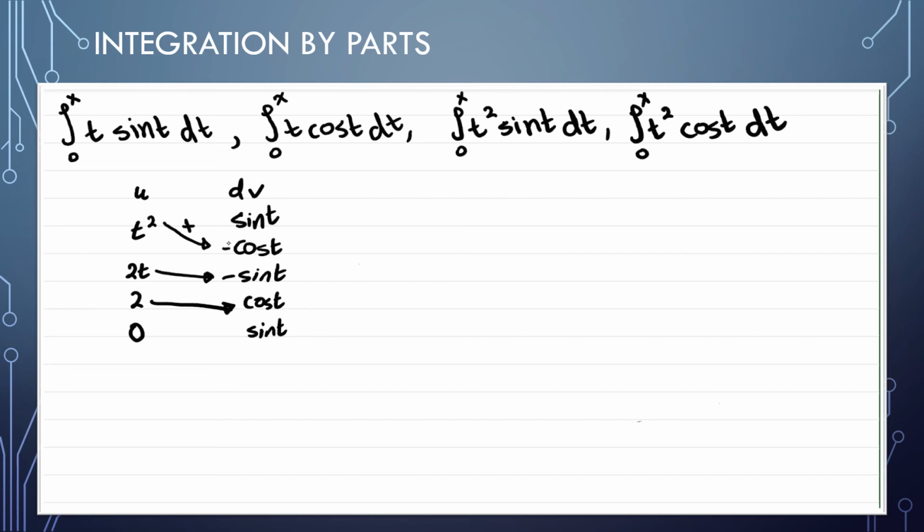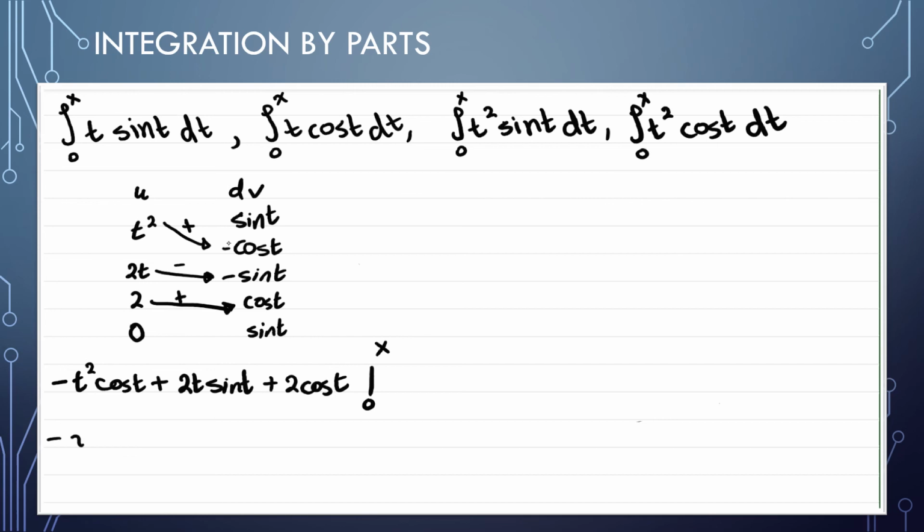So we will multiply this by that, this by that, and this by that. So plus, minus, and plus. So we will get, here it's plus and here it's minus, so it will give us minus t squared cosine t. And then minus minus will give us plus 2t sine t. And then here plus plus will give us plus 2 cosine t. Okay, and that is from 0 to x.